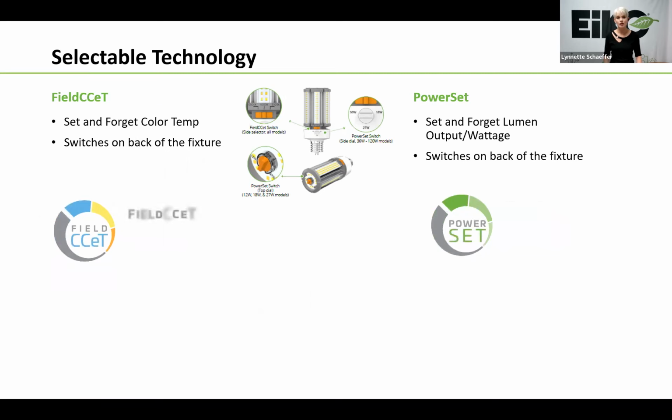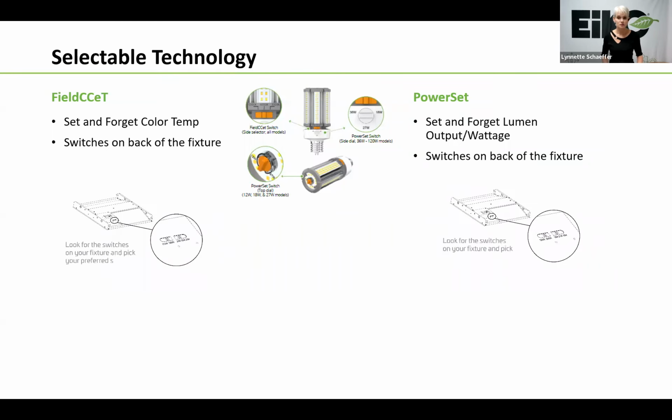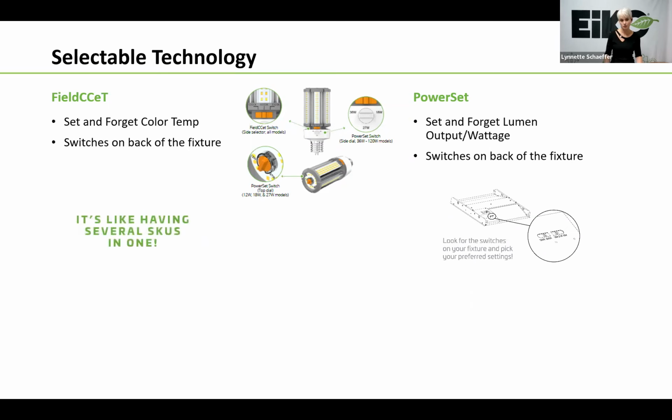All right, lastly, LED replacement lamps can also feature something that people refer to as selectable technology. And that means that the product has the ability for the installer to set and forget color temperature. EiKO calls this field set, as well as products with the ability to set and forget lumen or wattage output, which is referred to here at EiKO as power set. This is done by locating switches on the lamps or the fixture. As you can see, I've got a little lamp here. You can see it has 2 switches, one for wattage, one for CCT. If it features both field set and power set, there will be 2 switches, one for each.